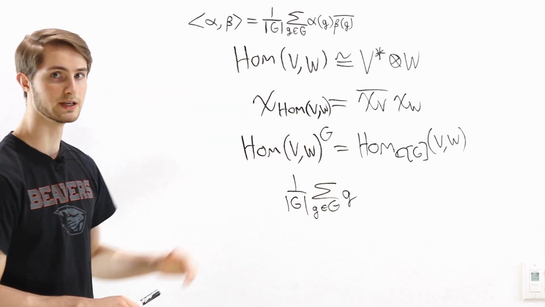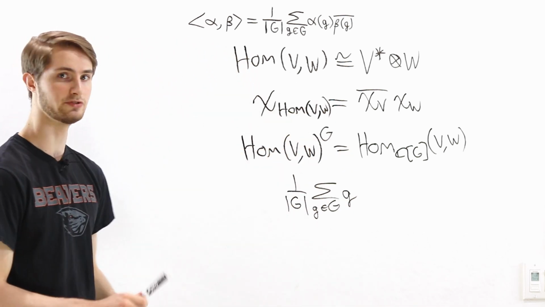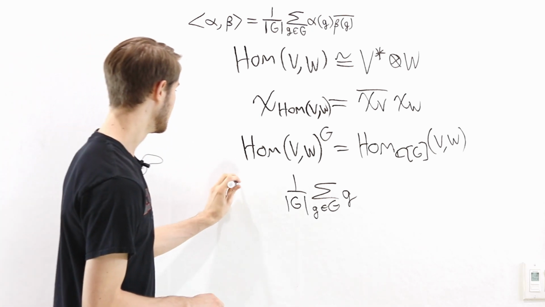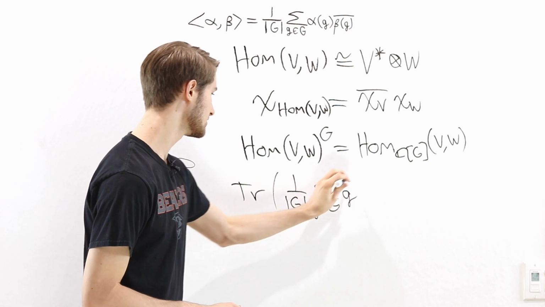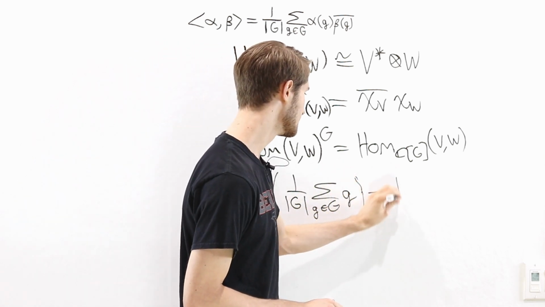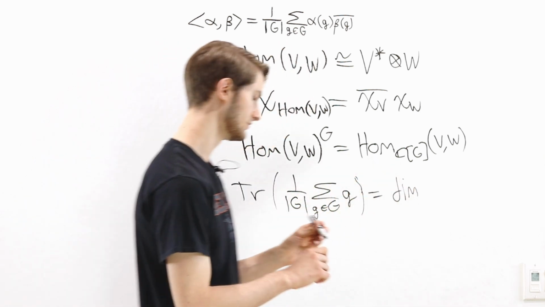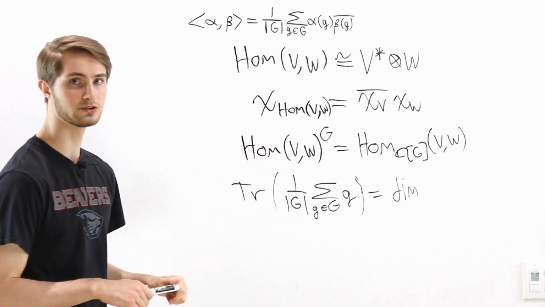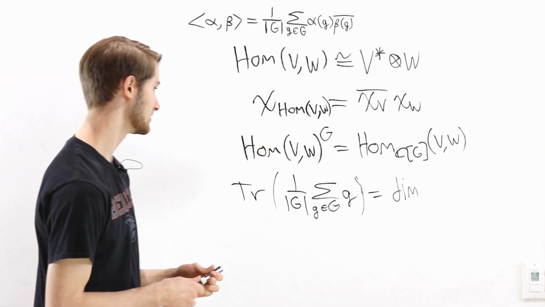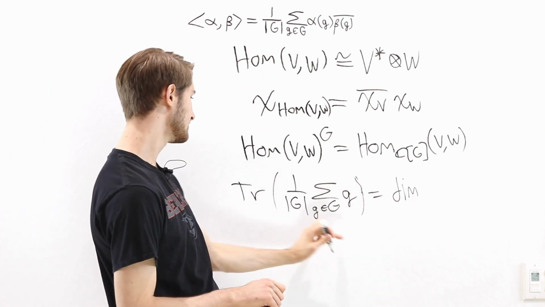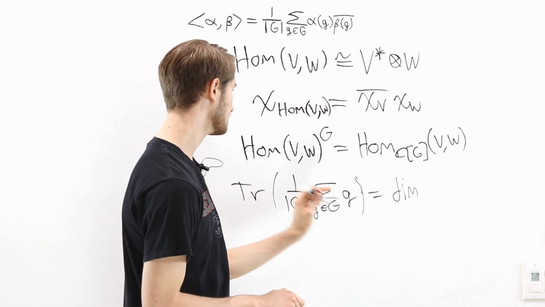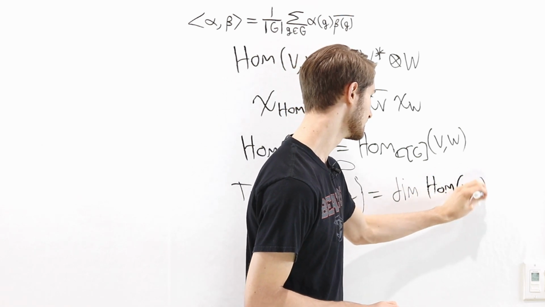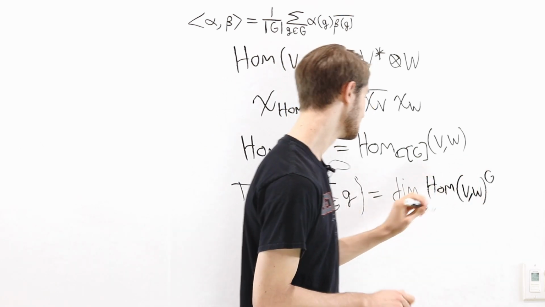This map gives us a projection onto the fixed space. Now we know from linear algebra that the trace of a projection matrix equals the dimension of the image of the map. In this case, we are projecting onto the fixed space of the representation, which means the trace of this projection map equals the dimension of the fixed space Hom(V, W)^G.